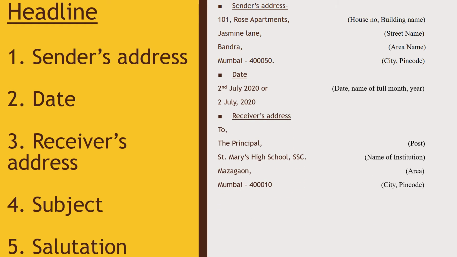Third point is your receiver's address, to whom you are writing the letter. Your first line will be To. Second line will be the post, to whom you are writing the letter. In this case, we are writing it to our principal. The third line is your name of the institution. Here it is St. Mary's High School, SSC. The area is Mazgaon. And the city and the pin code again, like how we did it for the sender's address.